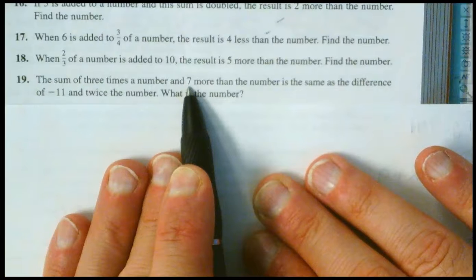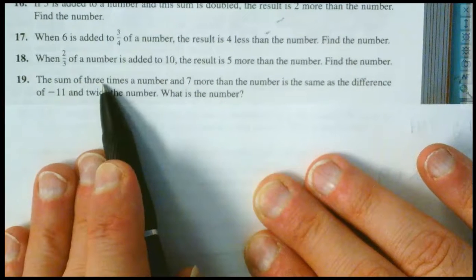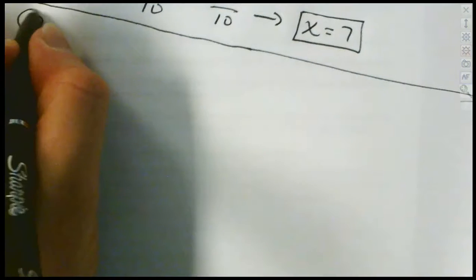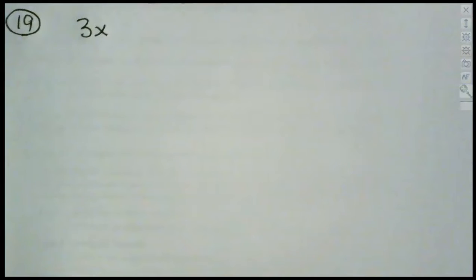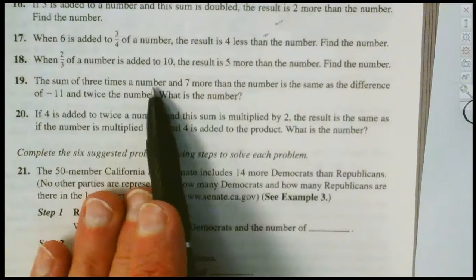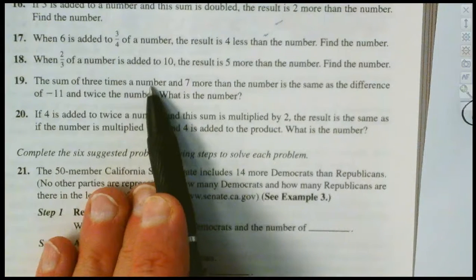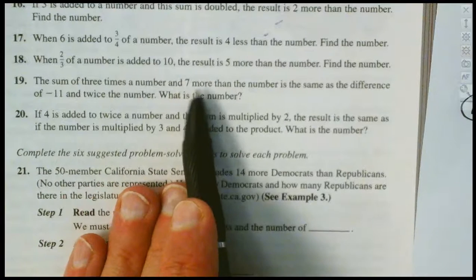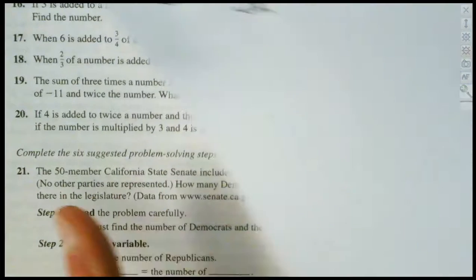So what would that look like? Let's think about what we've got here. 3 times a number. Well, what's 3 times a number mean? 3 times a number would give us, now this is question 19, 3 times a number, that's going to be that 3x. And what do we have to do after that? We're going to sum it together with a number and 7 more than the number. Okay, so 3 times a number and 7 more than the number. Well, 7 more than the number would be then x plus 7.